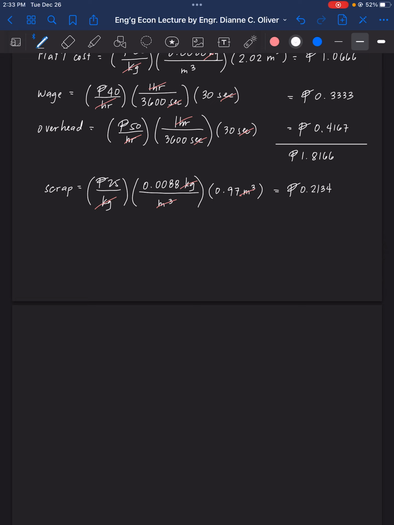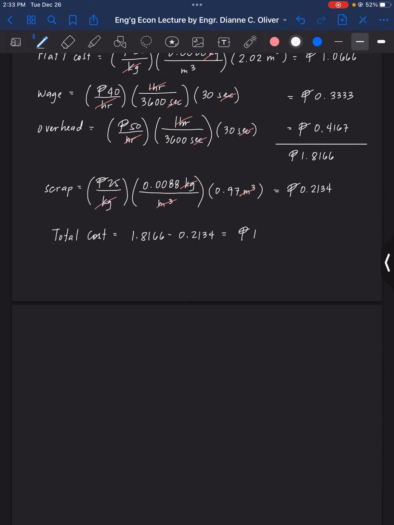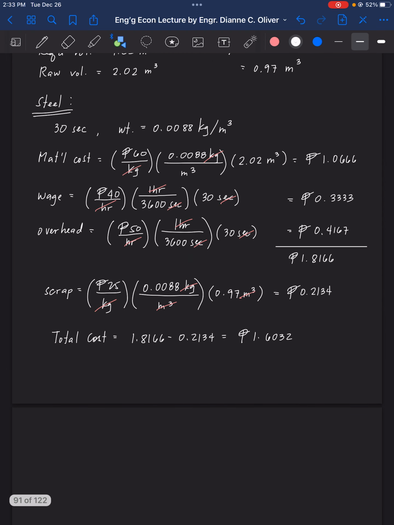0.0088 times 0.97 is 0.2134. So total cost now is equal to 1.8166 minus 0.2134, so 1.6032. So this is for the steel.